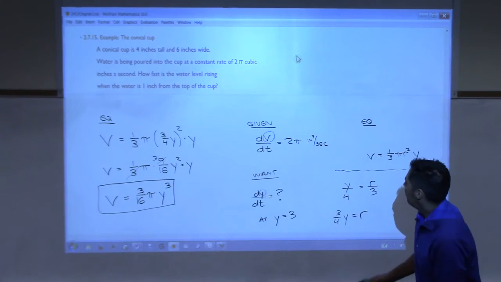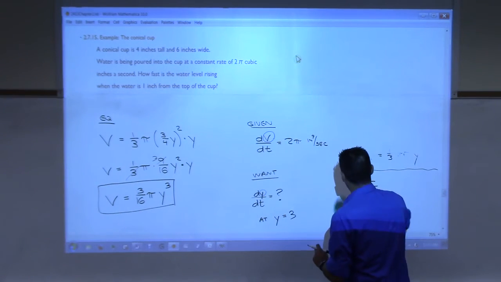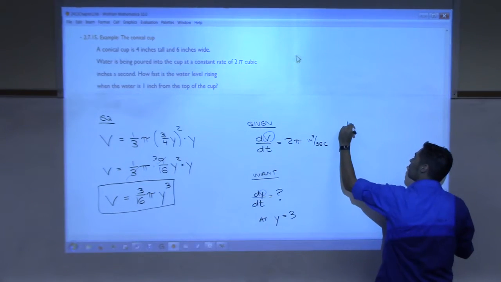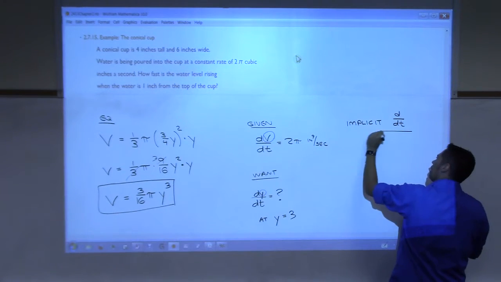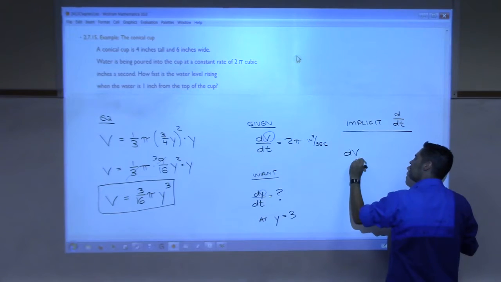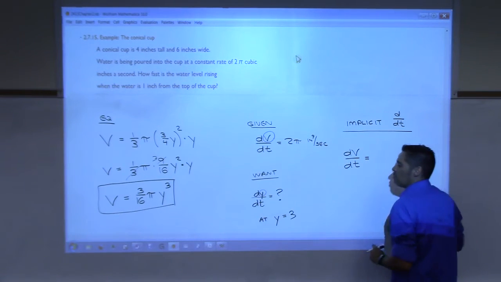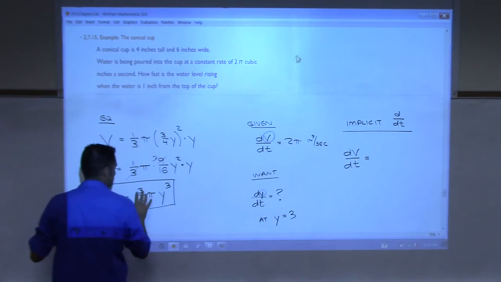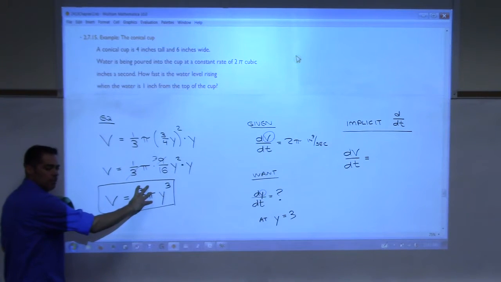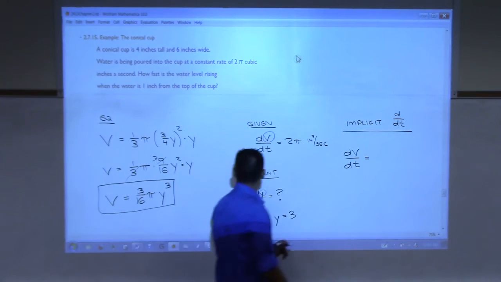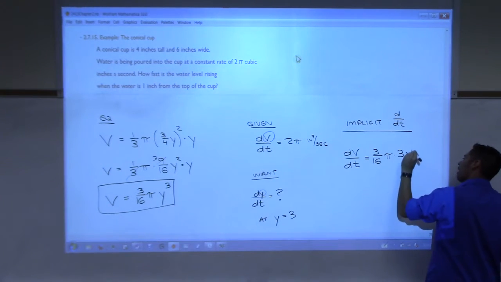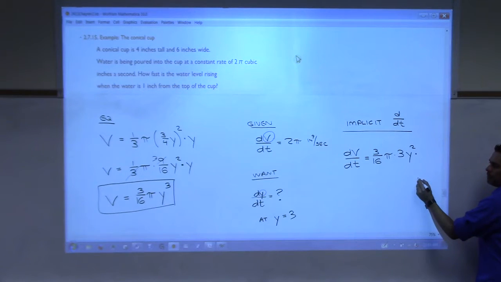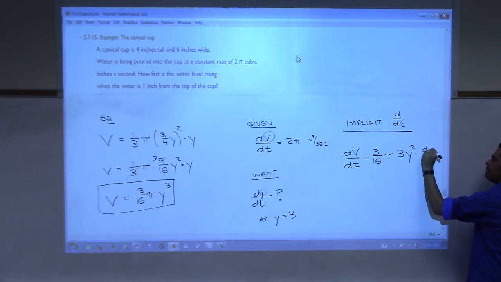And now we're ready for implicit, right? So here comes the implicit. We're going to differentiate with respect to time. The derivative of the left side, dv dt, must equal 3/16 pi, all a constant coming along. 3 comes down, y squared. So we're going to have 3/16 pi, and then the 3 came down, y squared, and then chain rule times dy over dt.